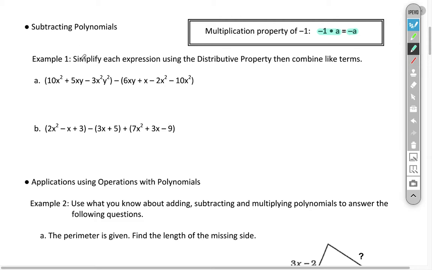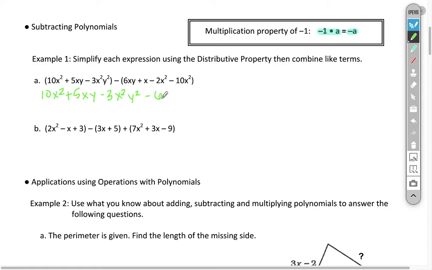All right, so now we need to simplify each expression using the distributive property and combine like terms. So not much different so far. On this one, notice we don't have anything being distributed out over here, and over here we've got a negative sign, so that does need to be distributed to the right side of this equation. So let's bring this down. We've got 10x squared plus 5xy minus 3x squared y squared. Now we need to distribute this negative sign across.